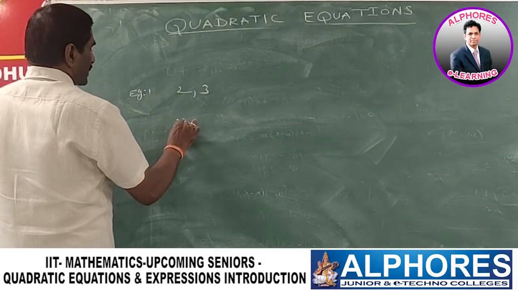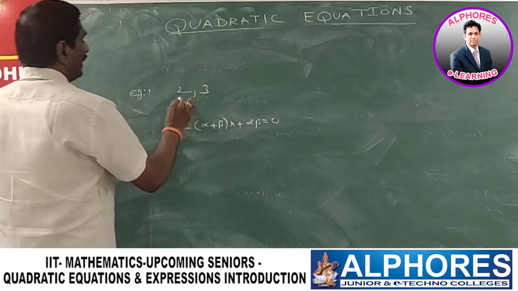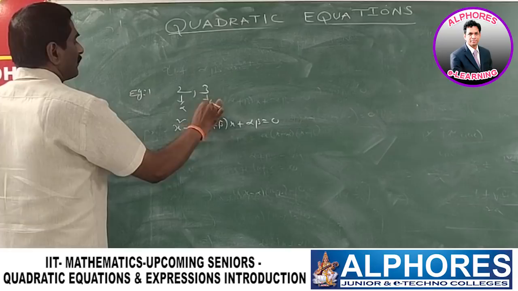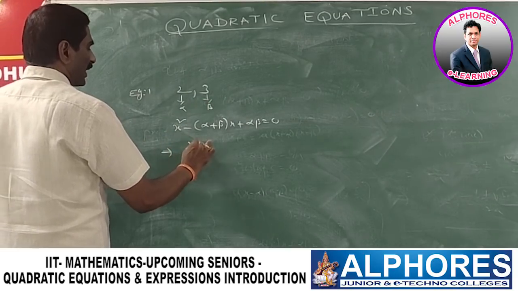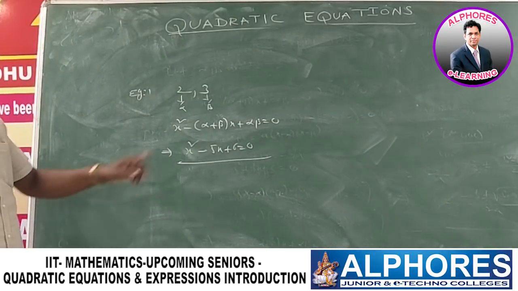We know that the quadratic equation is x square minus (alpha plus beta) x plus alpha beta is equal to 0. Here alpha is 2 and beta is 3. So it can be reduced into x square minus 5x plus 6 is equal to 0. It is the quadratic equation whose roots are 2, 3.